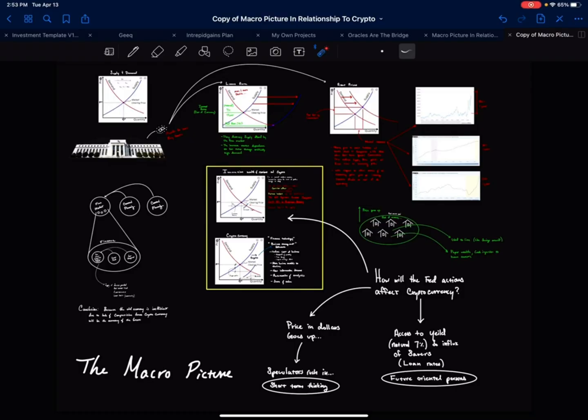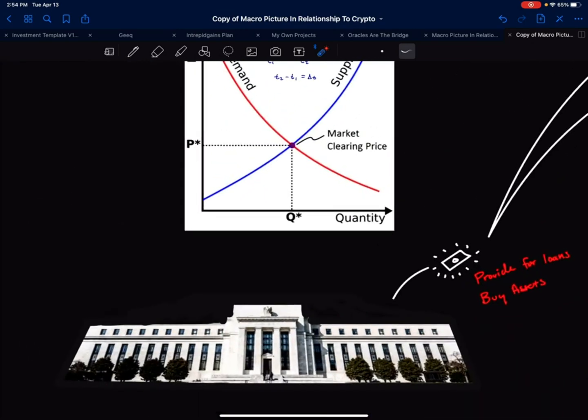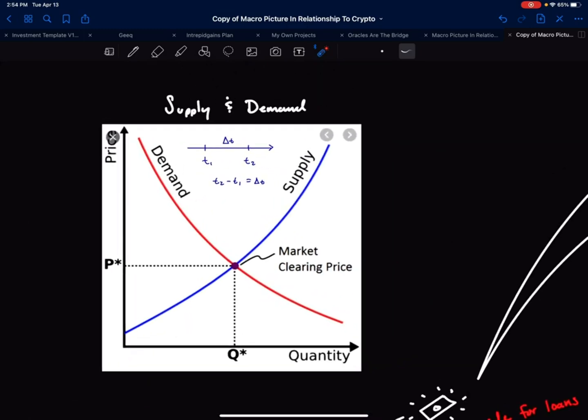Today we're going to review the macroeconomic picture and how it relates to cryptocurrencies. We're going to look at the big picture of the economy and economies in general, governments, and how I see cryptocurrency in relationship to the macro picture. So let's take a look at this supply and demand curve, right?